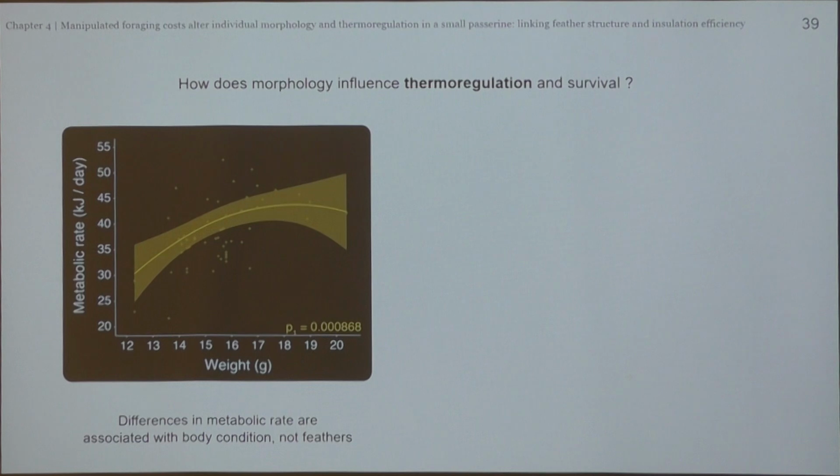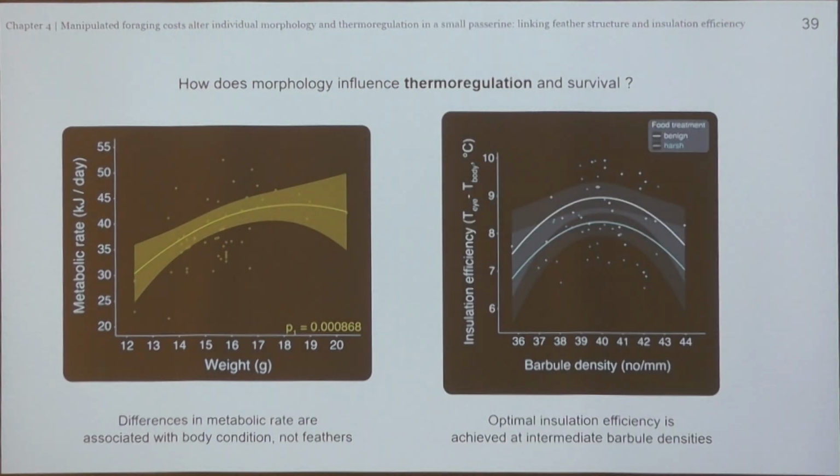What you can see is that metabolic rates are only driven by weight, not barbule density. And we see this positive relationship where larger birds have higher metabolic rates, which is a pattern that you see across taxa. So it gave us some validation that we were measuring meaningful things. And then what I found very interesting was this relationship between barbule density and insulation, which seems to suggest that it's some intermediate barbule density that provides the best insulation overall.